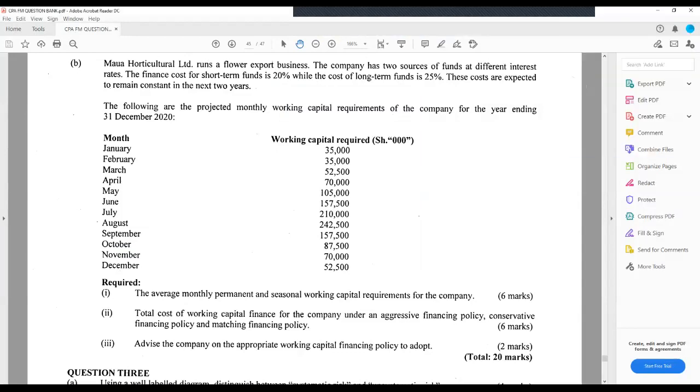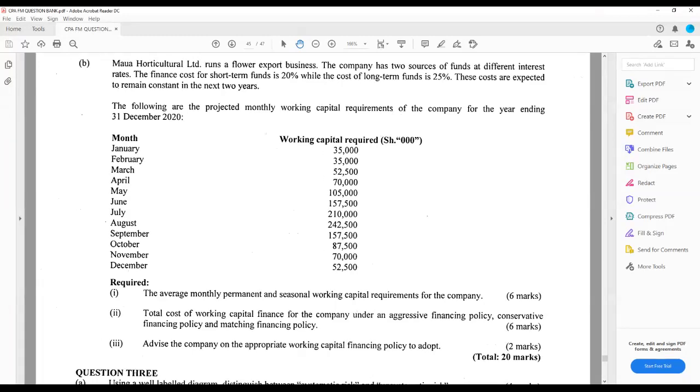I presuppose you have gone through the question and identified what the examiner requires of you. You're meant to prepare a schedule for the permanent and the fluctuating or seasonal working capital, get the cost if you use an aggressive policy, a conservative policy, or a matching policy, and advise management which policy might be good for them. So allow me to use my Excel as you also prepare from your side.